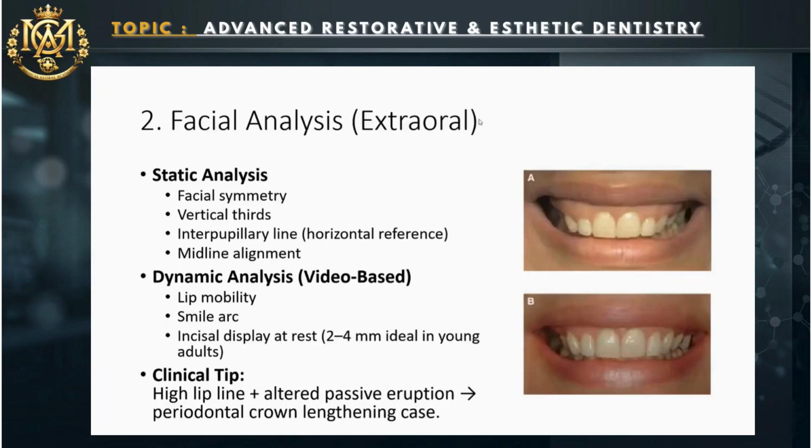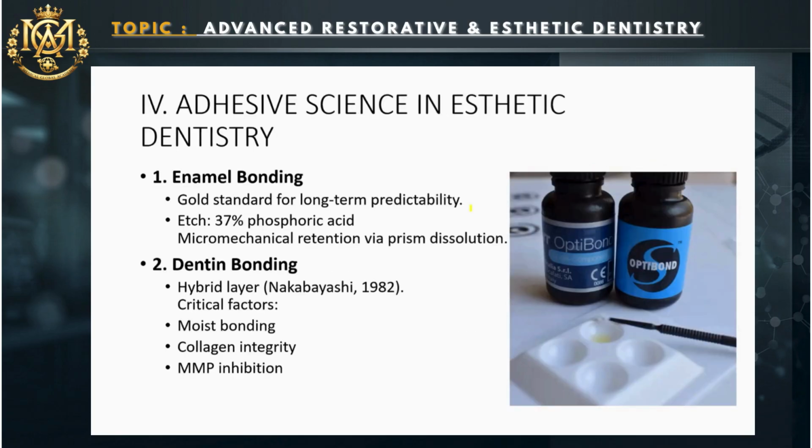Now we will be moving to the facial analysis. Starting with enamel bonding. The gold standard for long-term predictability is enamel bonding. 37% phosphoric acid, just like your composite restoration. The enamel surface is etched with 37% phosphoric acid for micromechanical retention.